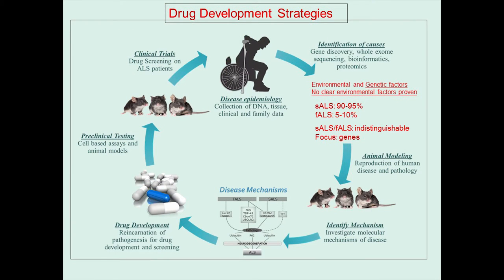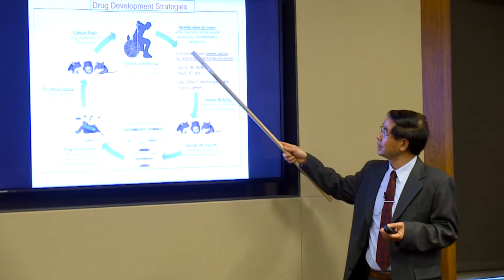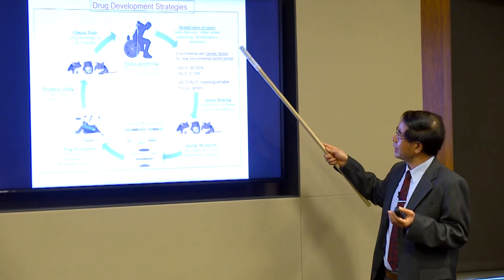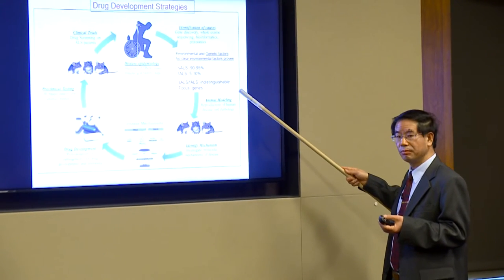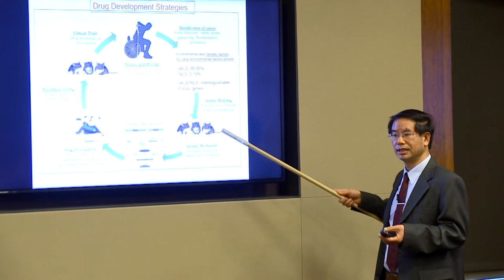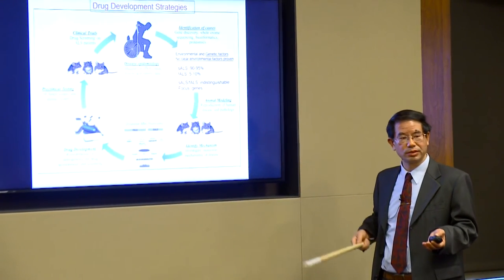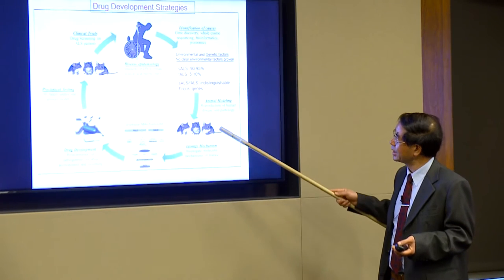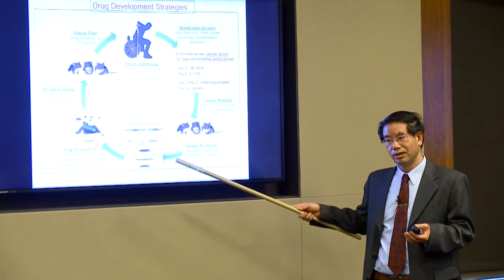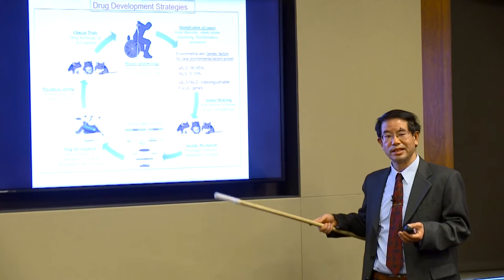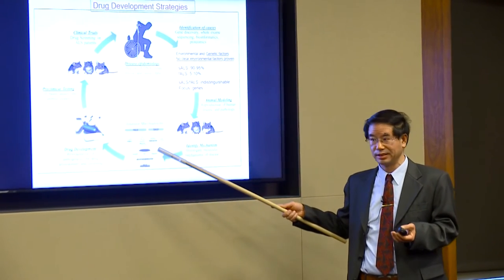There's no specific treatment for this disease. And normally, this diagram shows the drug development strategies. Normally, we need to understand what caused this disease. And if a cause is identified, then we can make the mouse model and see whether this cause can also lead to the disease in mice. And then we can use the mouse model to understand how the cause leads to the disease. So that is the disease mechanism.